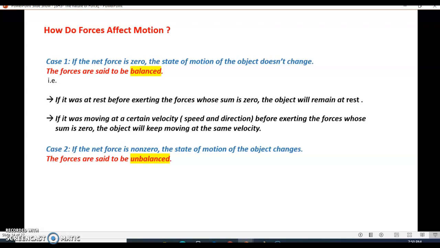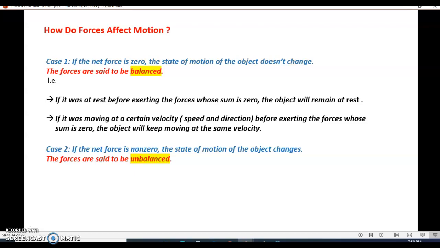So how do forces affect motion? Case 1, if the net force is 0, the state of motion of the object doesn't change. So the forces are said to be balanced. If it was at rest before exerting the forces, whose sum is 0, the object will remain at rest. So if you have an object that was initially at rest, and for example, two balanced forces are applied on it such that the net force is 0, it will remain at rest. Or if it was moving in a certain direction at a certain velocity, and also the sum of all the forces acting on it is 0, it will keep moving at the same velocity.